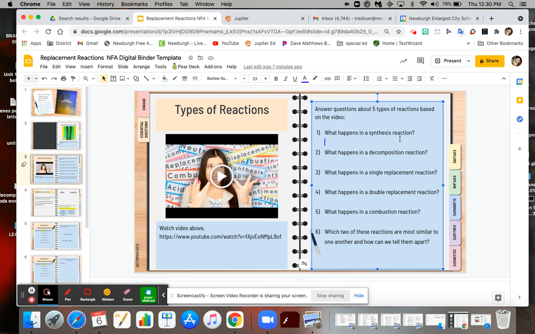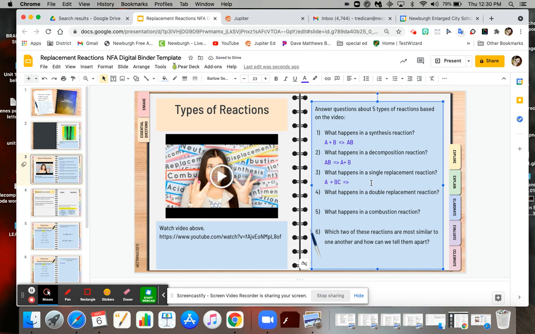So you have at least two, it could even be three, reactants coming together. In decomposition, you have one compound breaking up, splitting their bonds. In a single replacement, you have an element and a compound.